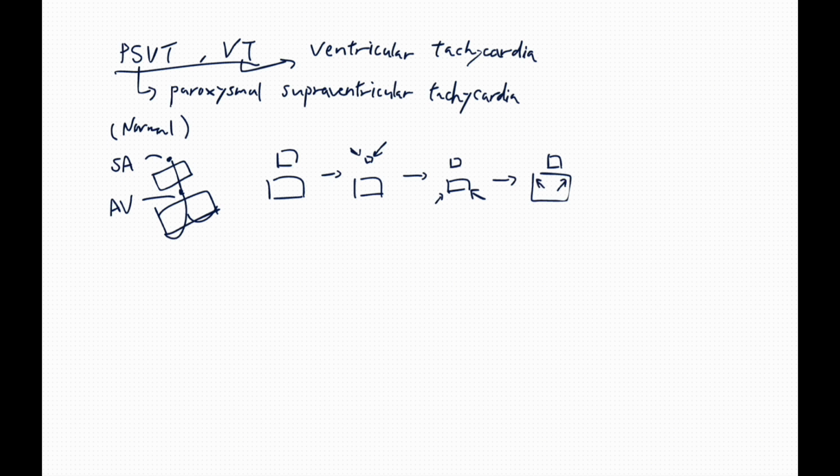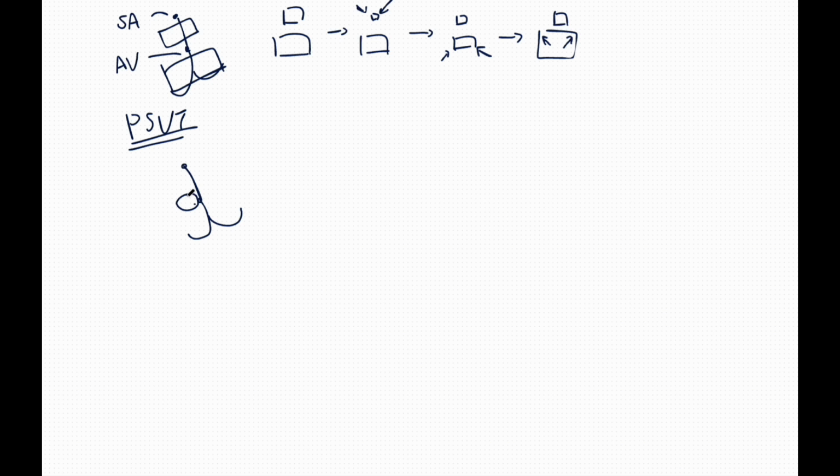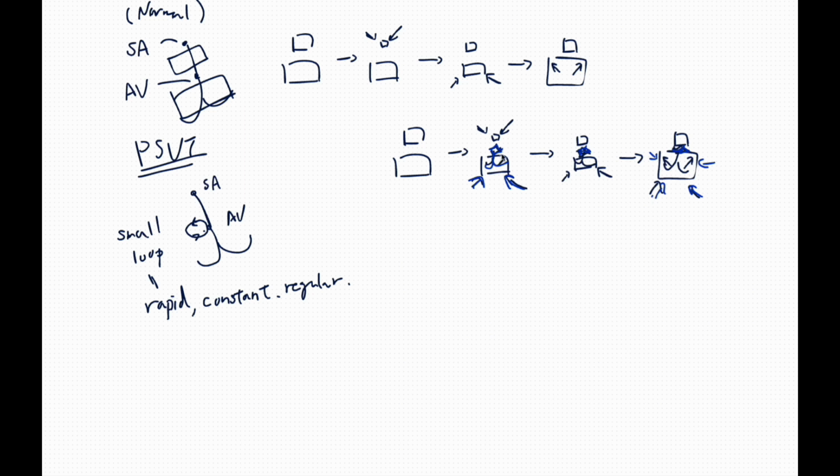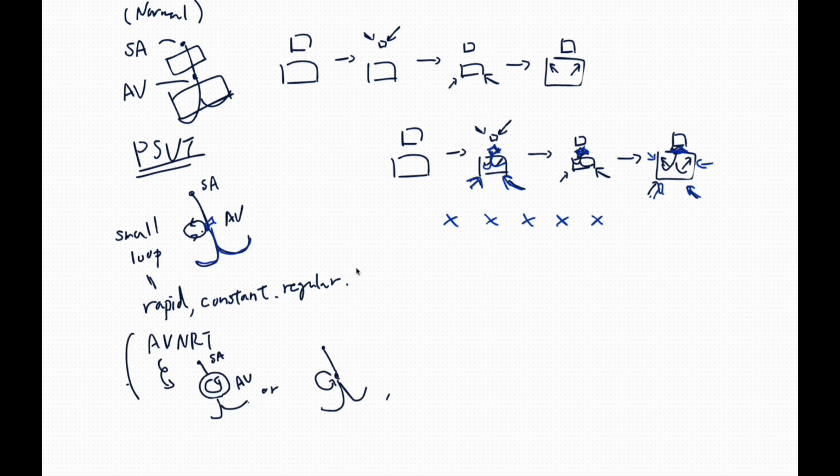Now let's talk about PSVT. PSVT is caused by a small reentry circuit at the AV node. Because this reentry loop is very small, the electrical stimulation becomes rapid, constant, and regular. As a result, the ventricles are repeatedly stimulated at a high rate, but ventricular activation still follows the normal conduction system. The most common form of PSVT is AVNRT, which occurs within or very close to the AV node. Another important type is AVRT, which involves an accessory pathway such as in Wolff-Parkinson-White syndrome.